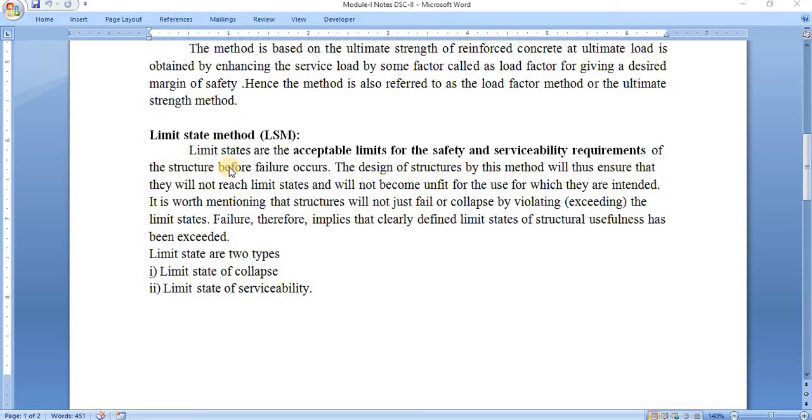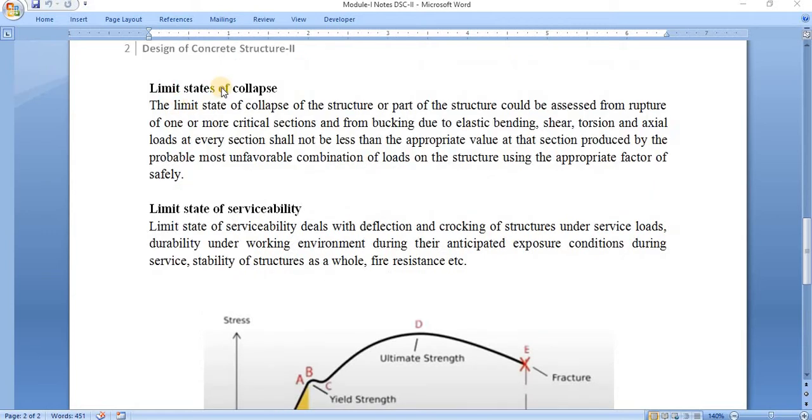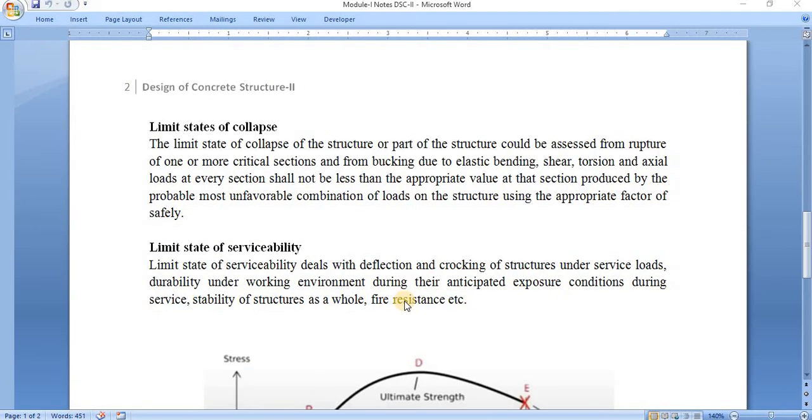Okay, so you can observe here, in limit state of collapse we are going to deal with bending, shear, torsion and axial loads, but in limit state of serviceability we are going to deal with deflection and cracking. Sorry, I said bending and additional torsion, so it's not the case. We are going to deal with deflection and cracking for service loads.